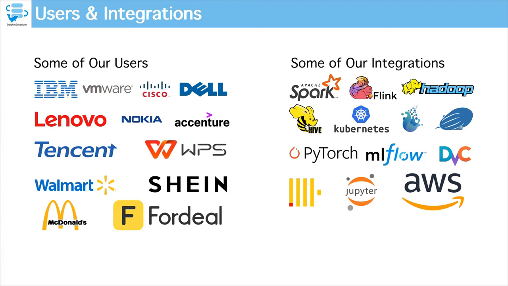So on this page, we will show you the users of DolphinScheduler. We can see we have software and technology companies like IBM and VMware. Also, we have the SQL. We have social networks like Tencent and electronic commerce like Shein or Fadil.